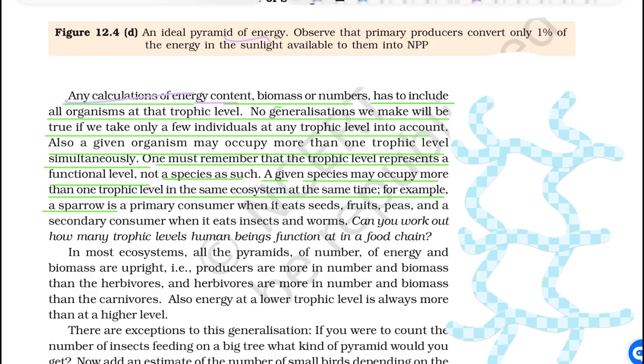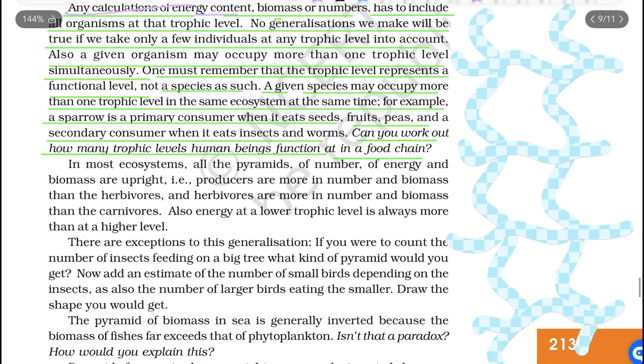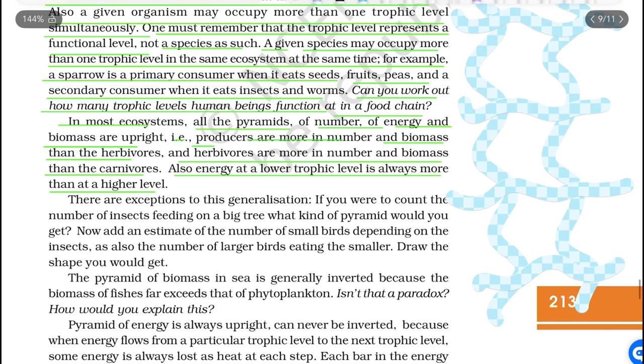For example, a sparrow is a primary consumer when it eats seeds, fruits, and peas, and a secondary consumer when it eats insects and worms. Can you work out how many trophic levels a human being functions at in any food chain? In most ecosystems, all the pyramids of number, energy, and biomass are upright. It means producers are more in number and biomass than the herbivores, and the herbivores are more in number and biomass than the carnivores. Also, energy at a lower trophic level is always more than at the higher level. There are exceptions to this generalization.